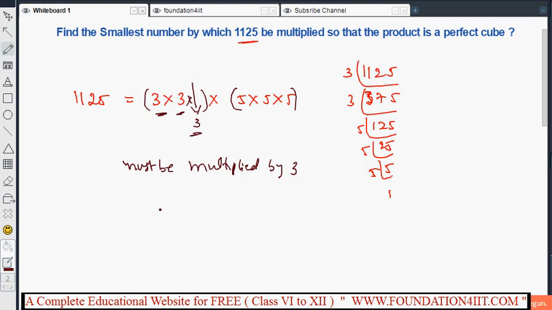If I take 1125 into 3, 3375, nothing but this is a perfect cube, you can test. Okay, this is the question, what we need to multiply to get a perfect cube. Now some questions will ask, what is the smallest number we need to divide?